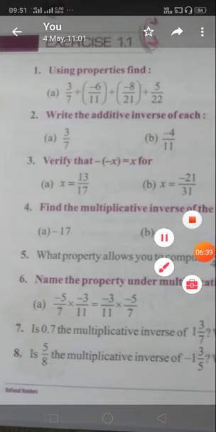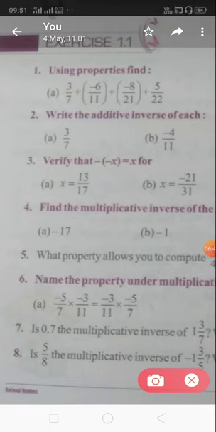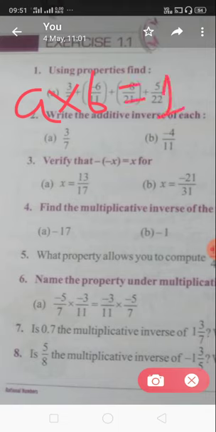Okay. Now question number 4, multiplicative inverse. In the inverse property, I have told you what you will do. Inverse property: when we multiply two numbers like a into b, and we get the identity, the multiplicative identity, which is 1, then you say b is the inverse of a.